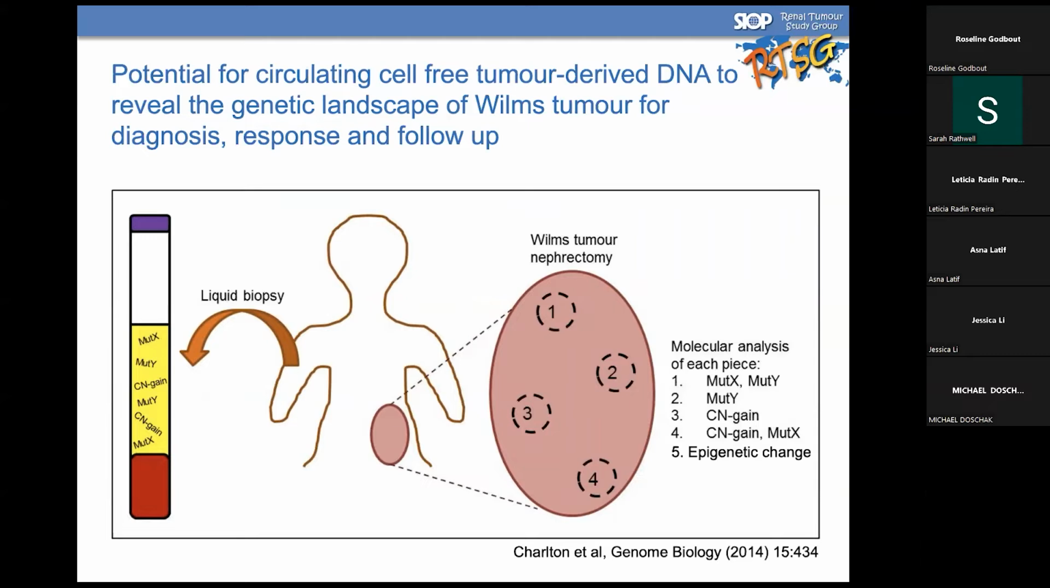And then you go to the question of circulating cell-free tumor-derived DNA to try to reveal the genetic landscape of Wilms tumor for diagnosis, response, and follow-up. As you think that if there's a tumor in a kid, it may release tumor cells to the blood. And if you analyze the blood, you may find in molecular analysis DNAs for different molecular markers. And that may give you a better overview of the molecular biology of this tumor.